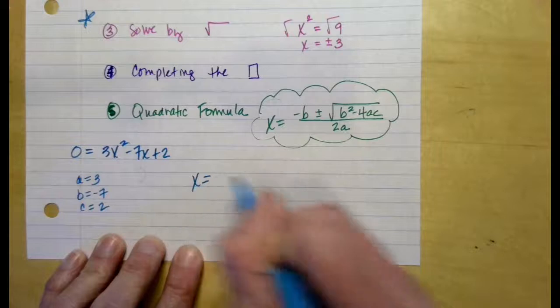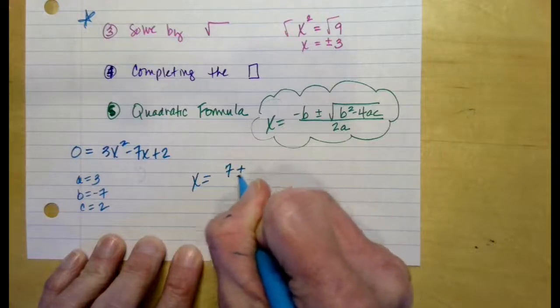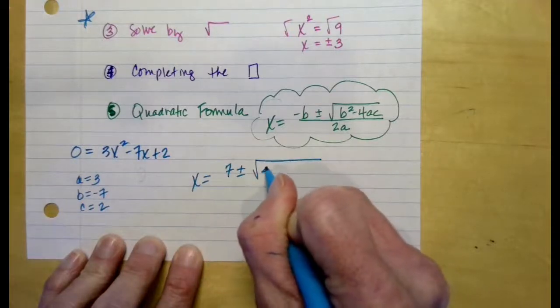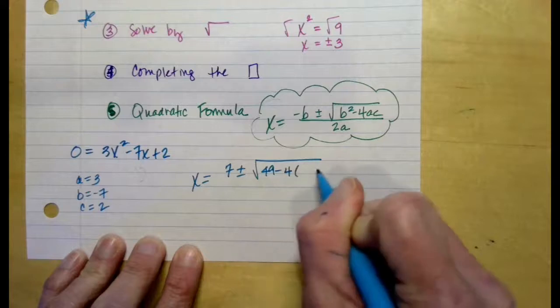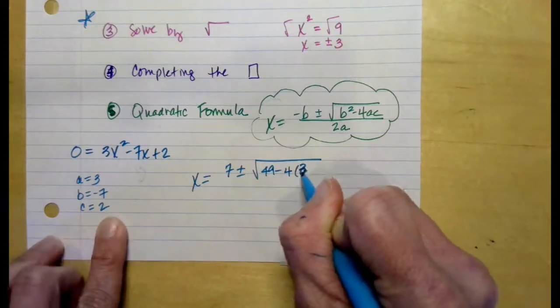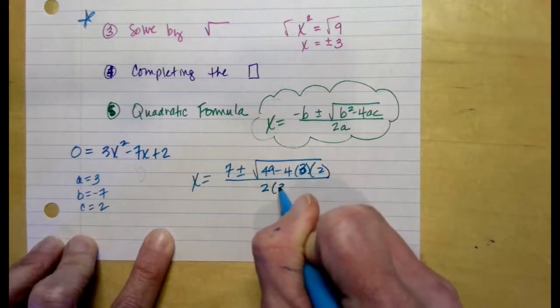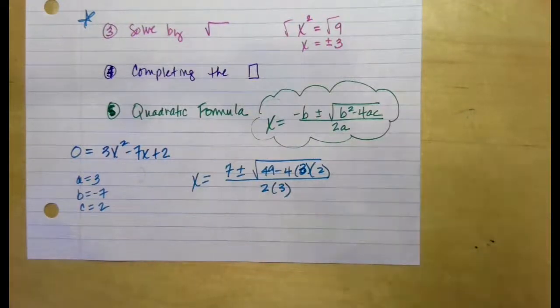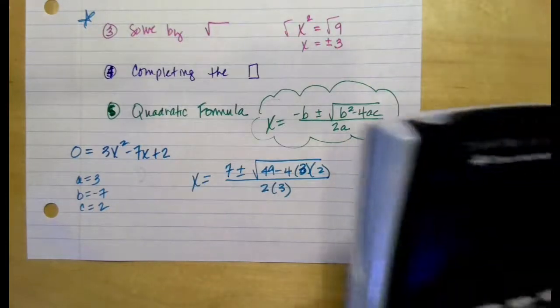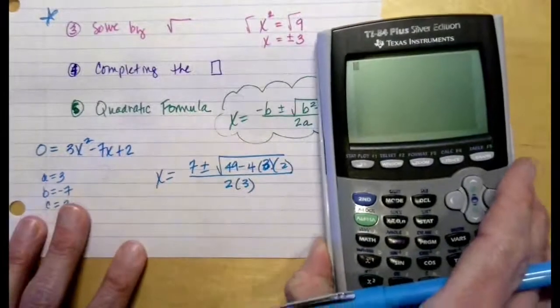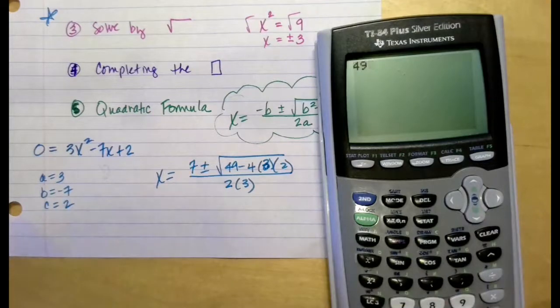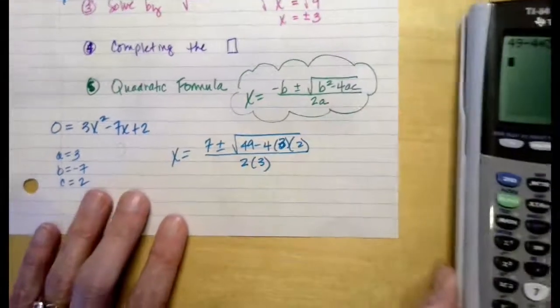My x is equal to the opposite of b plus or minus the square root of b squared minus 4 times a times c all over 2a. Now, I got to tell you the truth. Whenever I figure out my discriminant, I'm going to go ahead and use my calculator. So 49 minus 4 times 3 times 2 is going to be 25.